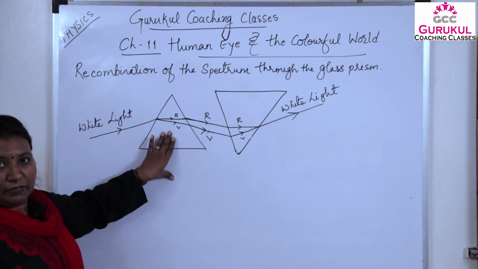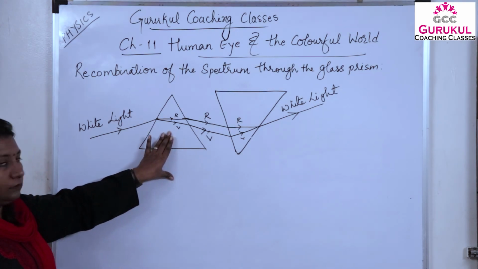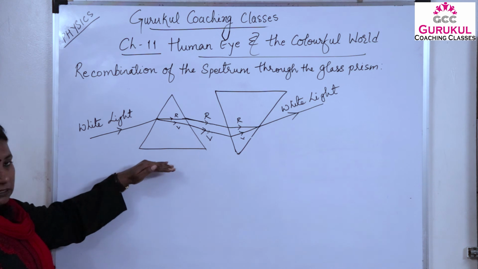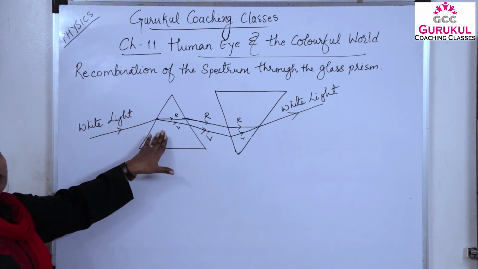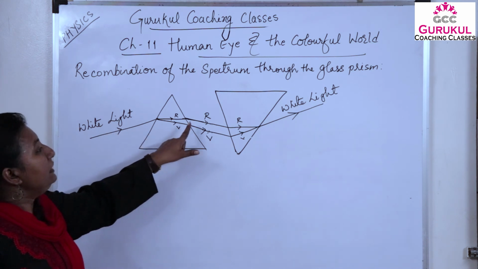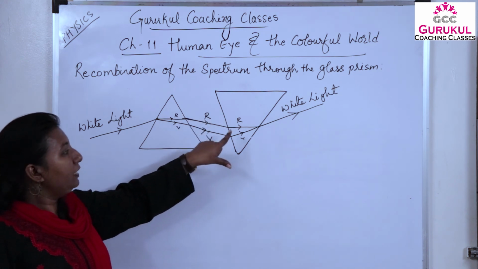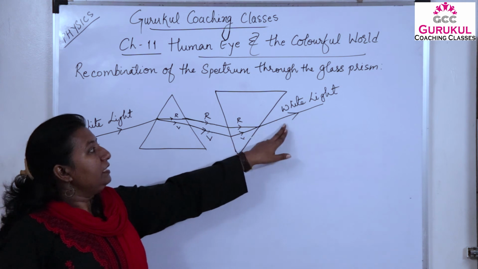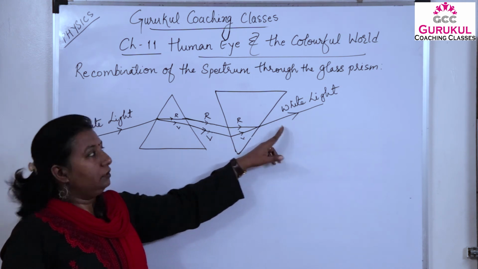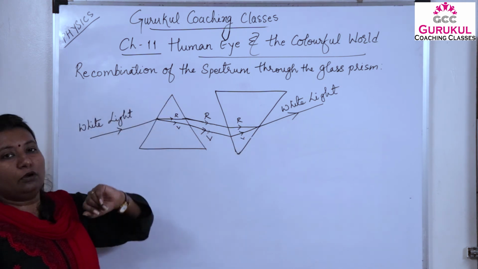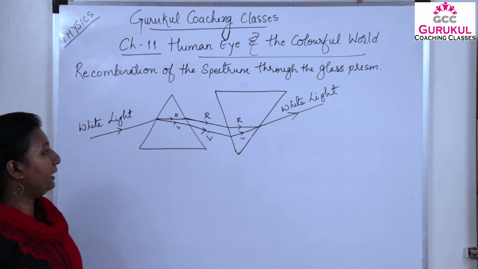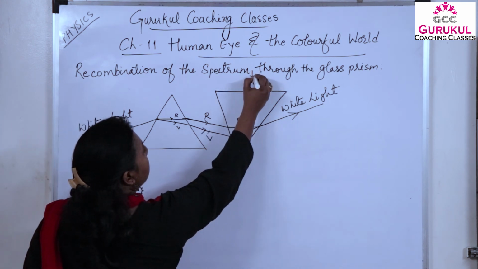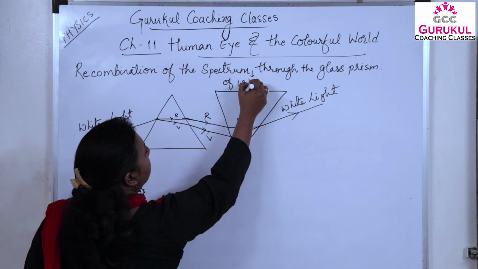When we put one prism erect, it will show the dispersion. This dispersed spectrum will enter the other prism which is kept inverted. So ultimately the white light will come out. This is known as recombination of the spectrum of white light.